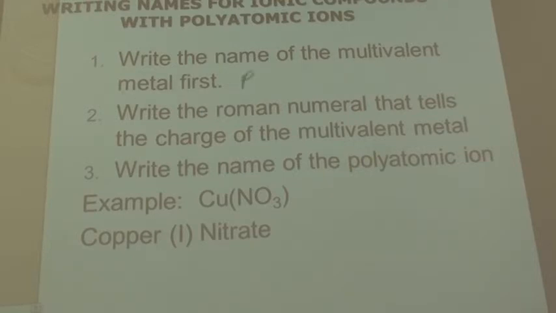And we are going to remember the Beyonce rule from yesterday. To the left, to the left. To the left, to the left. The Roman numeral tells you the charge of the atom to the left. And you're going to write the name of the polyatomic ion.